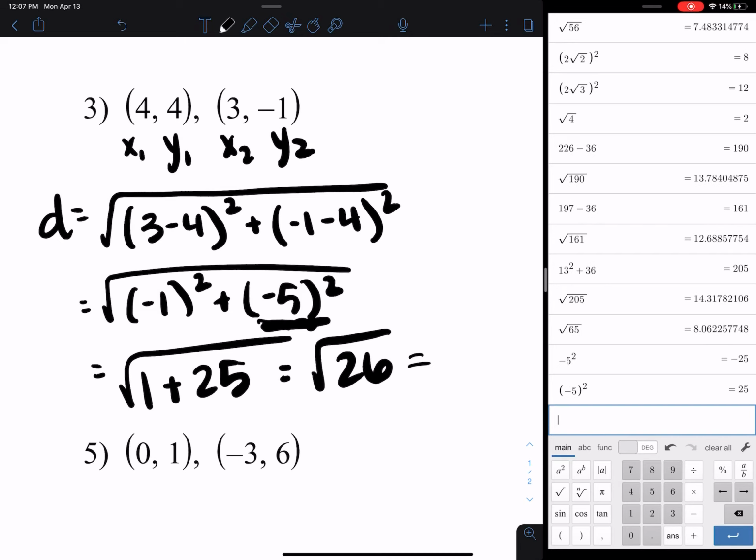So now we can do the square root of 26. So that tells us that it's 5.099. So I'm just going to put 5.1 because that's what it would round to.